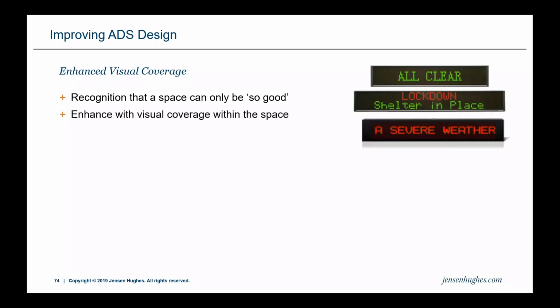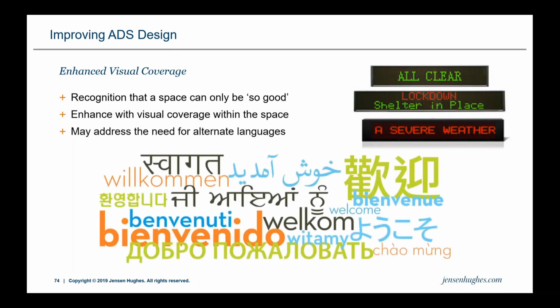Now, our last suggestion is using enhanced visual coverage. This is an acknowledgement that sometimes a given space can only be so good when it comes to intelligibility. So we can enhance or supplement a space with visual notification. This may also address a need for other languages. If we have a requirement in our situation to provide other languages, this might be an option to do that. Now, there are various ways we can do that.